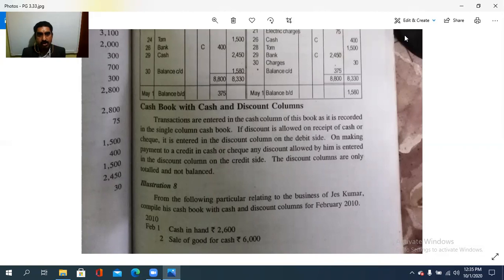On making payment to a creditor in cash or check, any discount allowed by him is entered in the discount column on the credit side also. In such a case, discount allowed is entered on the debit side or the receipt side, and discount received is entered on the credit side or the payment side. Then the discount columns are only totaled and not balanced.